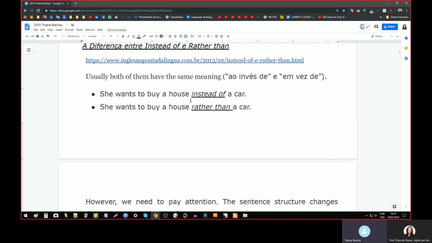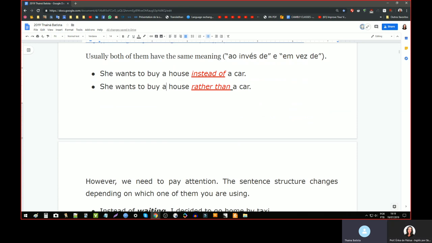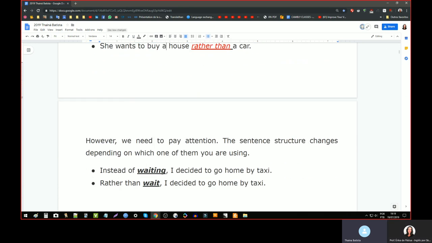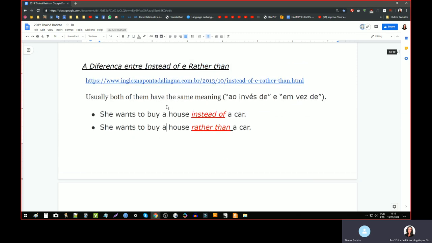So in that specific case, instead of and rather than are at the end of the sentence. So it's very simple to use, but when instead of or rather than comes in the middle of the sentence or at the beginning, we need to pay attention because the structure changes. Okay. So here the meaning is the same, right? It means the same. And it's important to see that it's followed by a noun, instead of a car, instead of a place, instead of something, or rather than a car, and so on and so forth.